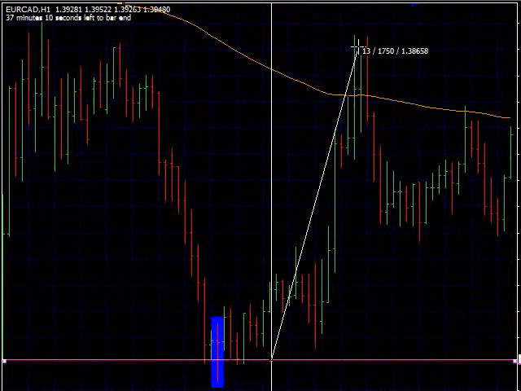If you continuously take trades like this, your account size will definitely grow beyond what you can imagine. So this is how we trade.